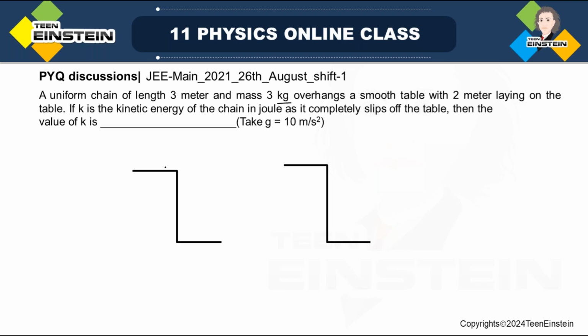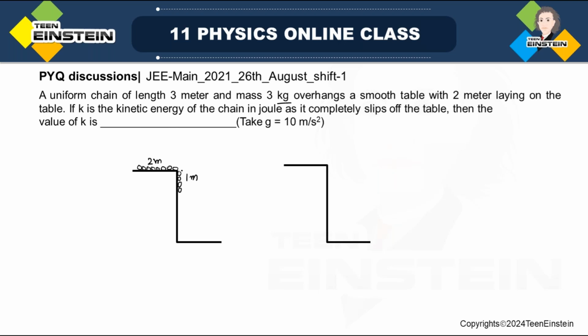So let me draw the chain. Suppose this is a chain. This is 2 meter here and this is 1 meter over here, lying on the table 2 meter and hanging 1 meter. This is a smooth one. If K is the kinetic energy of the chain in joule as it completely slips off the table, then find the value of K.